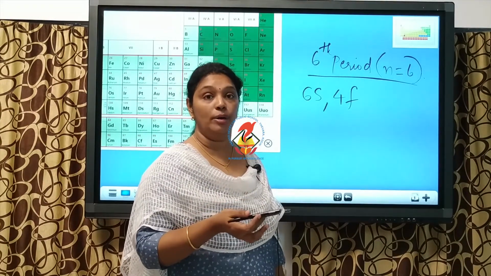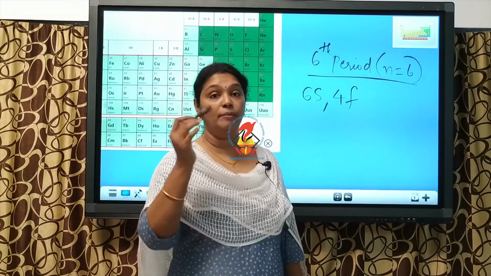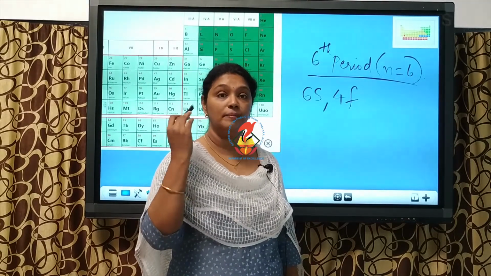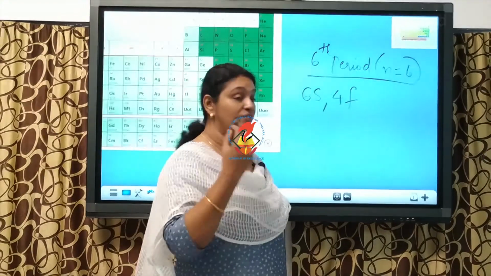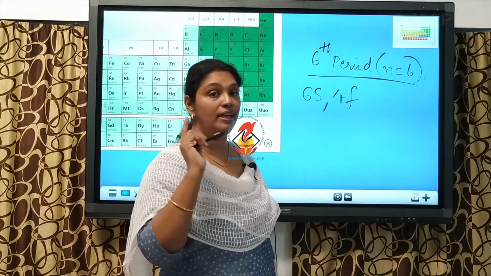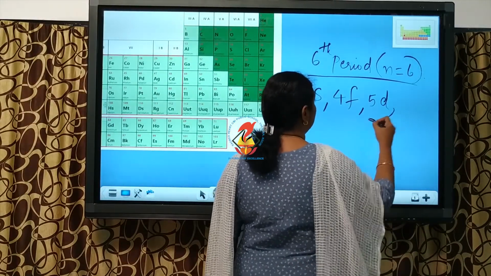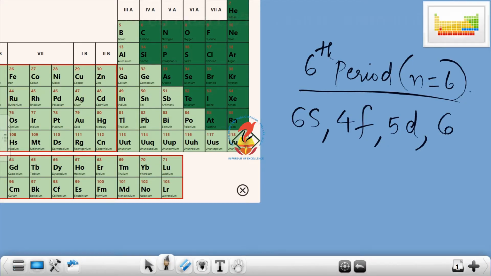Now comes d orbital. Which d orbital will get filled in sixth period? n minus 1 d. So, 6 minus 1 d, it will be 5d orbital. So, after 4f comes 5d orbitals. Now, on the extreme right side we have 6p orbitals getting filled.